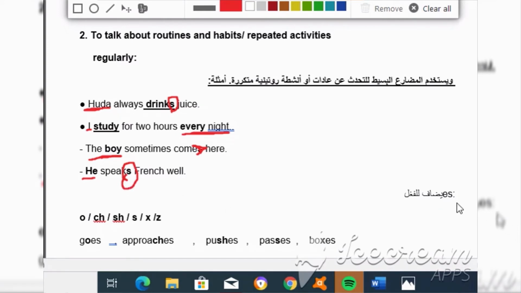When do we add es to the verb? Sometimes we add s and sometimes we add es. When the verb ends with o, sh, ch, s, x, z, and also when we have double s, like goes, approaches, pushes, passes, and boxes. Okay? When we have double s here, we don't have one s. Okay?